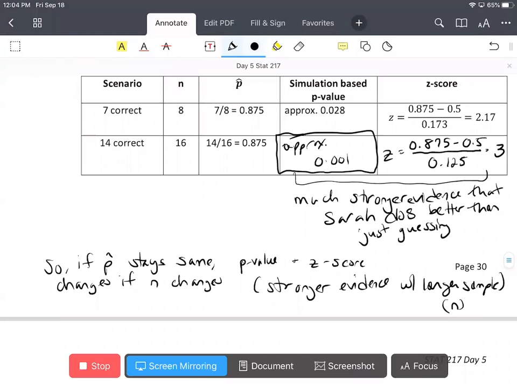So in general, if your p-hat stays the same, so we're looking at the proportion, you notice that did not change, the p-value and z-score change if n changes. You have stronger evidence with a larger sample size. But if you take a smaller sample size, you're probably going to have weaker evidence.